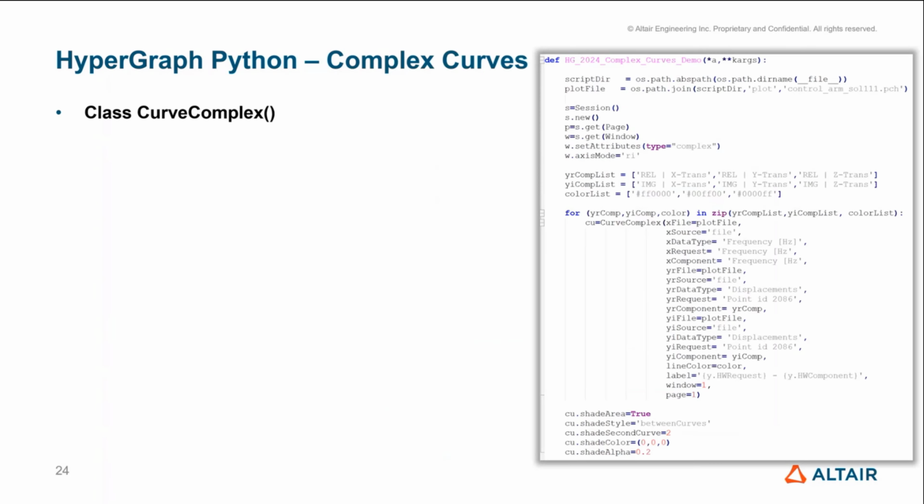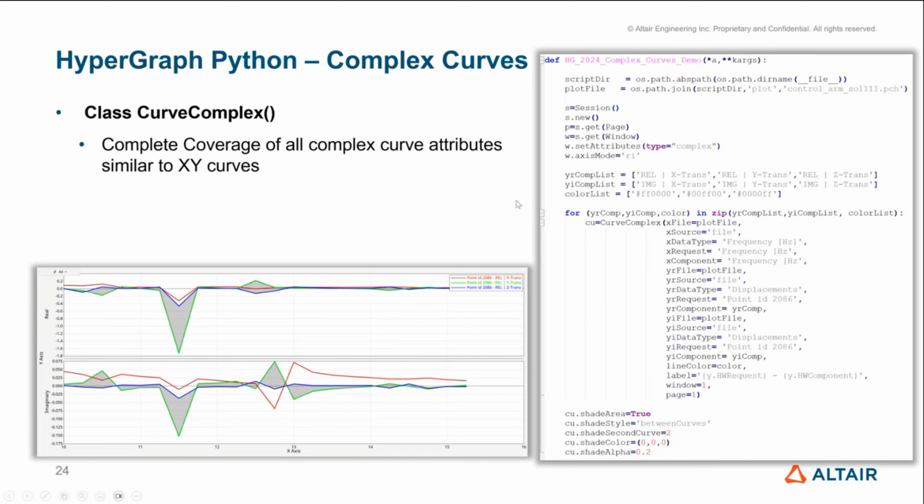Let's see complex curves. For the complex class, we have full coverage for all attributes. You see here, in this demo, I plot depending on real and imaginary components. I plot the curves and have here the color list.